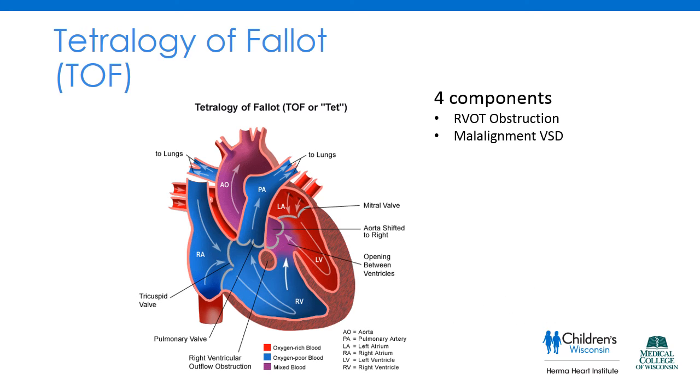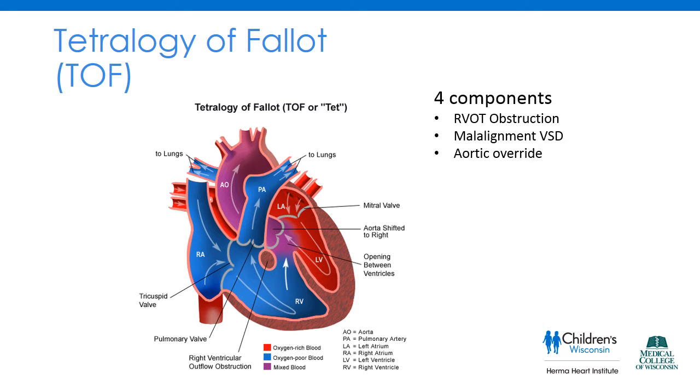There are 4 components. One is there's a right ventricular outflow tract obstruction. So the right ventricle squeezes, and there's oftentimes hypertrophy of the muscle right below the level of the valve. Oftentimes the valve is small too, so there's an obstruction of blood flow getting out to the lungs. There's a large VSD that's depicted here.